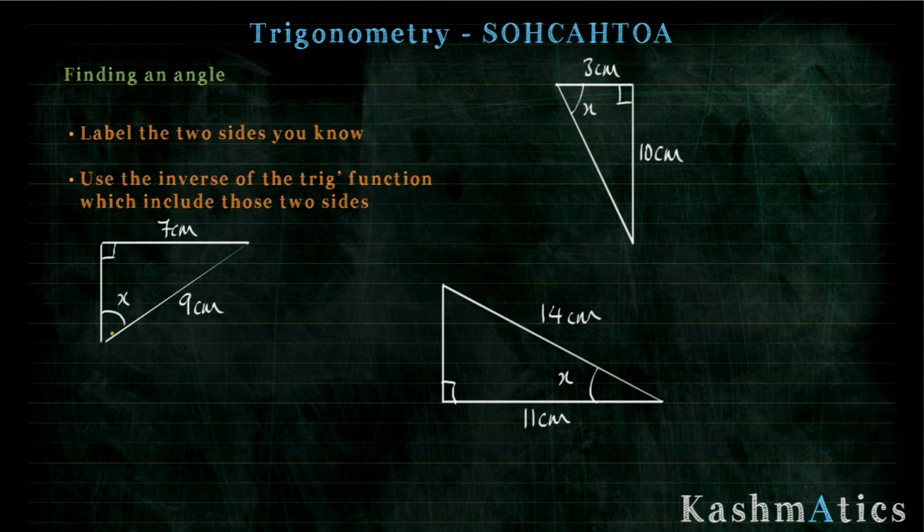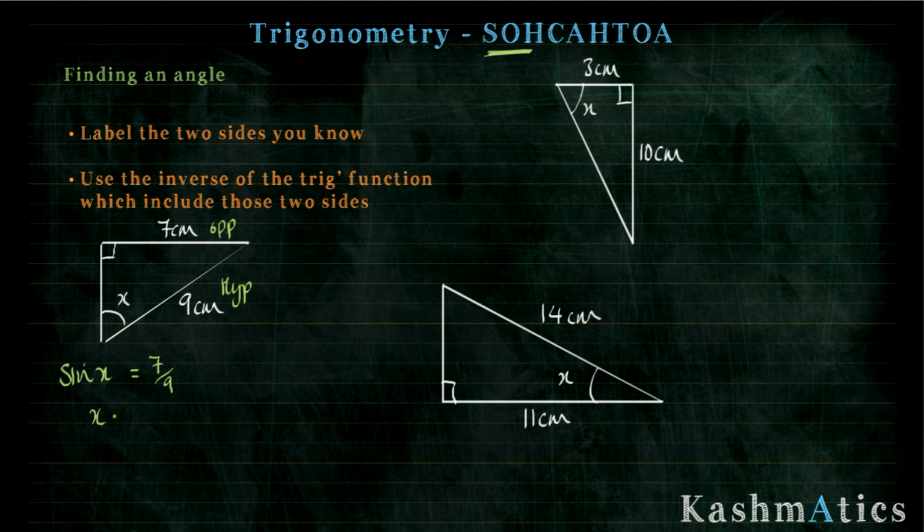So let's look at the sides that we know. Here we've got the opposite side, and here we have the hypotenuse. Opposite and hypotenuse means we use sine, but we don't use the inverse function just yet. We just say sine x, that means the sine of this angle x. Remember, you can't just write sine on its own. Sine x equals opposite divided by hypotenuse, so that's 7 divided by 9. Remember, this fraction here means 7 divided by 9.